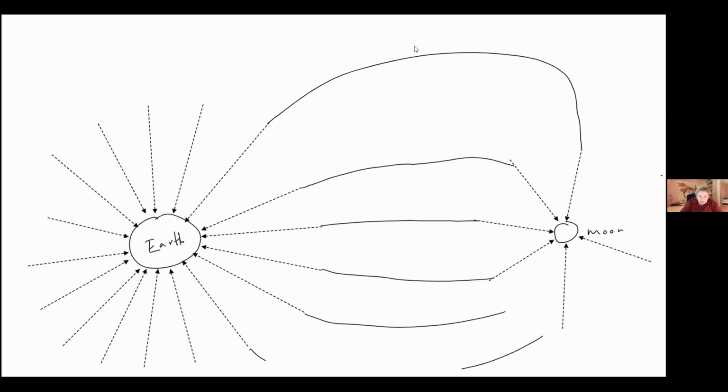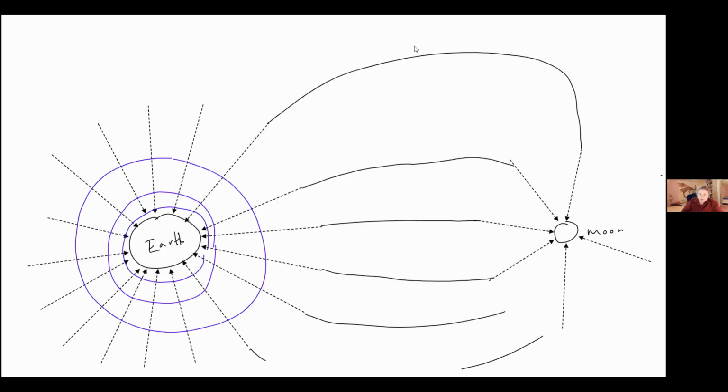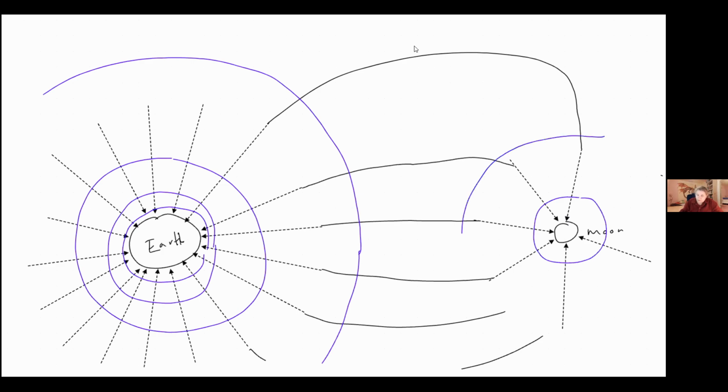If we draw in the equipotentials, I'm going to draw them in this funny purply blue colour. They cross the field lines at 90 degrees, so they'd be circular, and they're not evenly spaced: they'd be closer together near to the Earth and further apart further out. And you wouldn't get as many near to the Moon because it hasn't got as much mass. So kind of here, something like that.